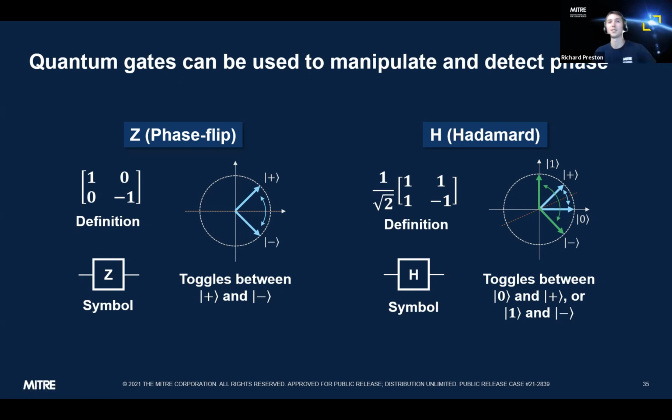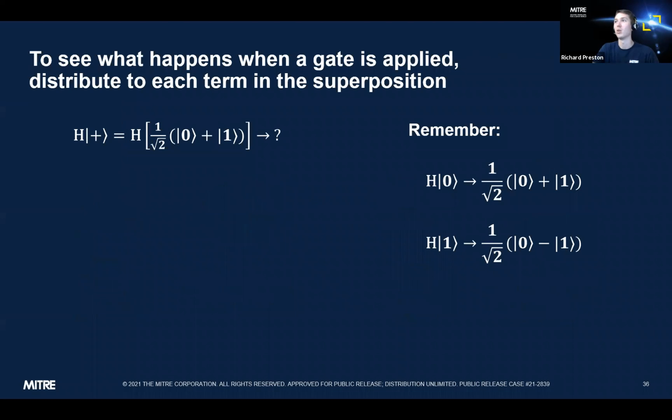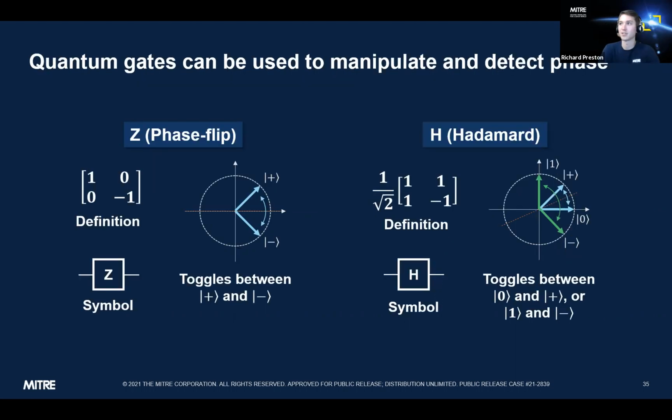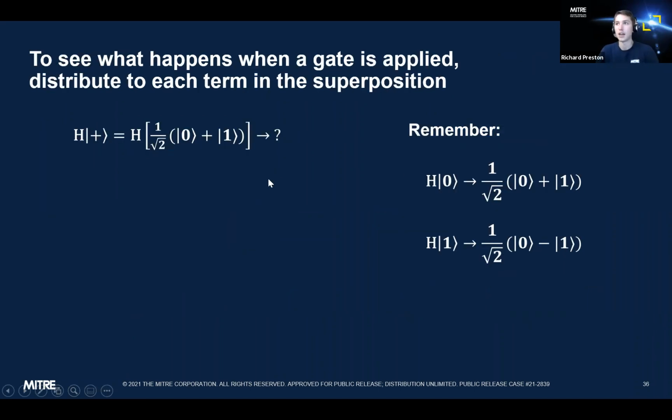All right, I know I said I was going to avoid some math for this, but this is the one math slide, so get ready. To see what happens when a gate is applied, you have to distribute the gate to each term in the superposition. So I'm going to go through a quick demonstration. Do you remember what H of plus is? When you apply the H gate to plus, what do you get? I just had it on the last one. When you apply H to plus, you should get 0. Yep. So why is that?